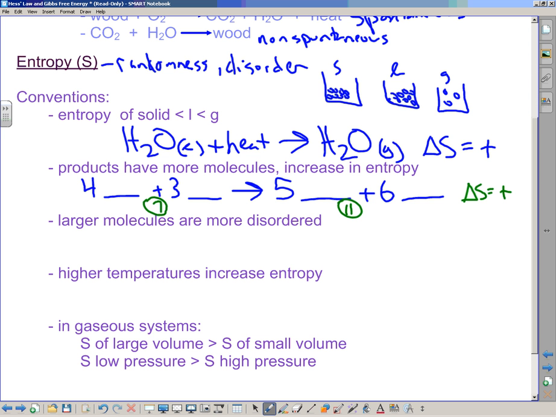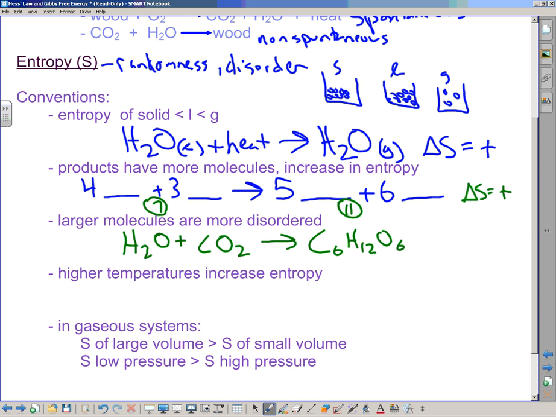Questions? Third one, larger molecules are more disordered. Okay, so let's say we're combining water together with carbon dioxide and we're making some kind of sugar, C6H12O6. Okay, I know the equation isn't balanced. That's not the point of this.